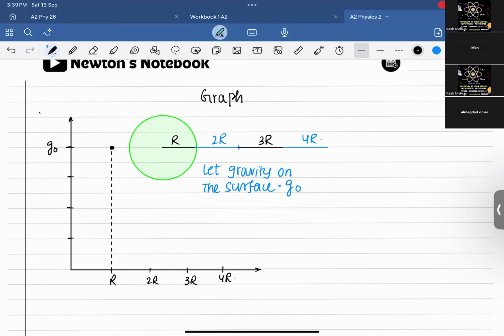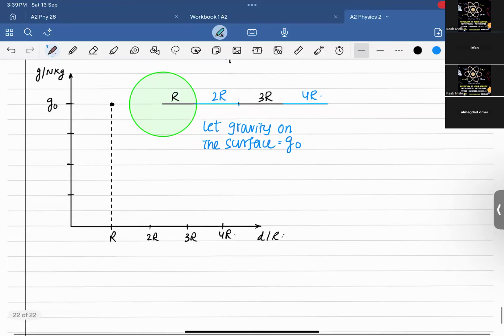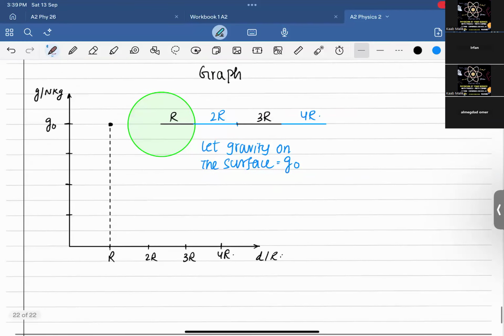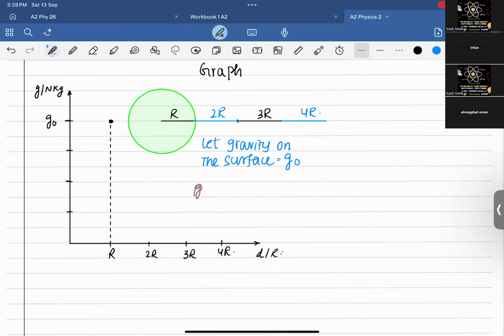The graph is basically gravity in newtons per kg versus the distance in meters, or the distance in terms of r that we are taking. Now, at 2r, if we work out the gravity, we can say that g naught is equal to GM over r squared. This is for the first point.